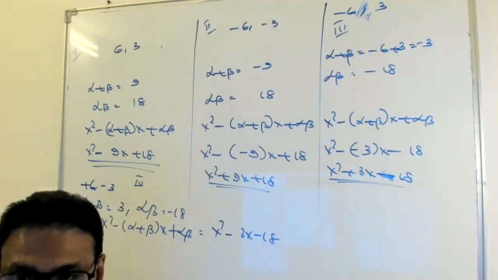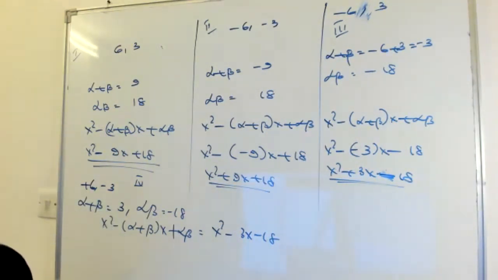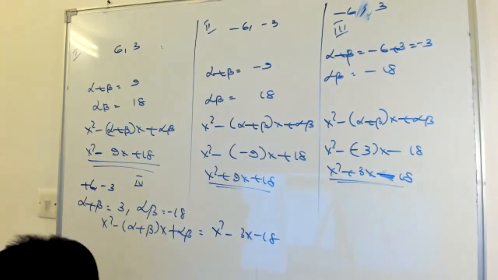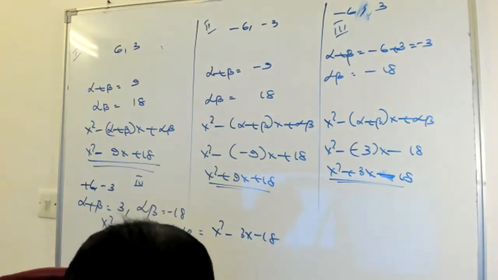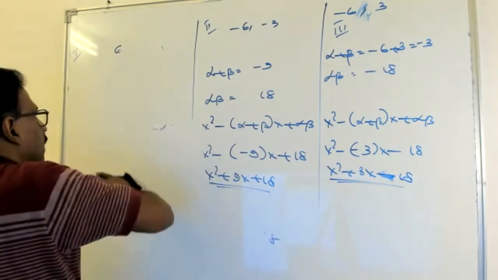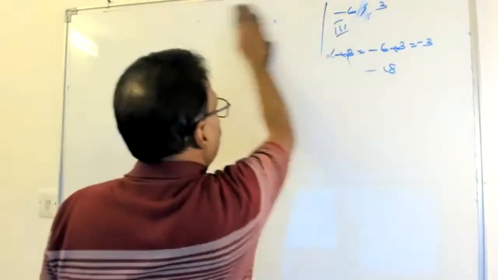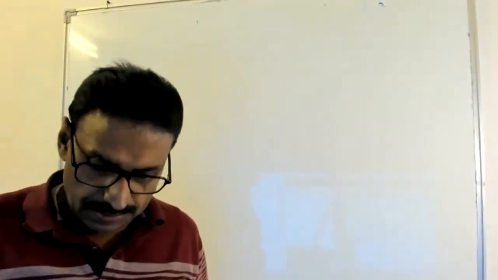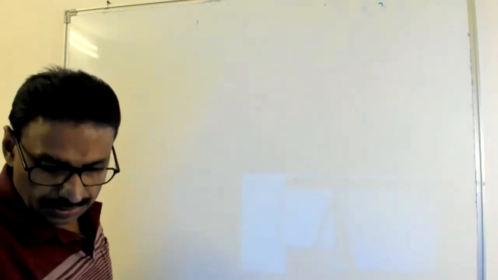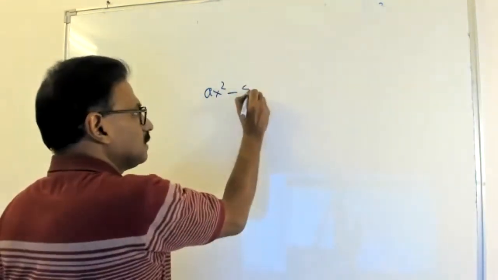So we can do one more question, right? Yes, sir. If the sum and product of the zeros, this is one of the star questions. If the sum and product of the zeros of the quadratic polynomial ax square minus 5x plus c.